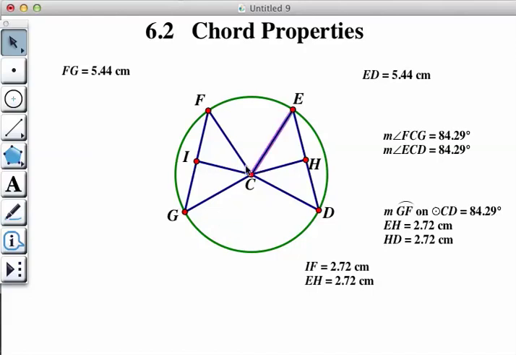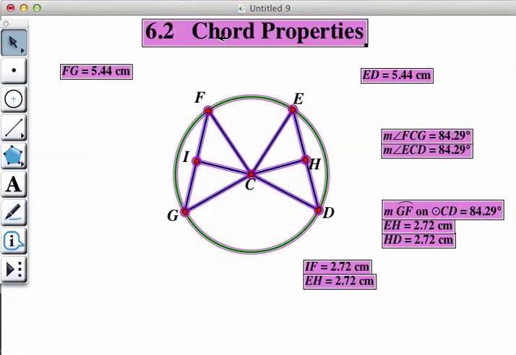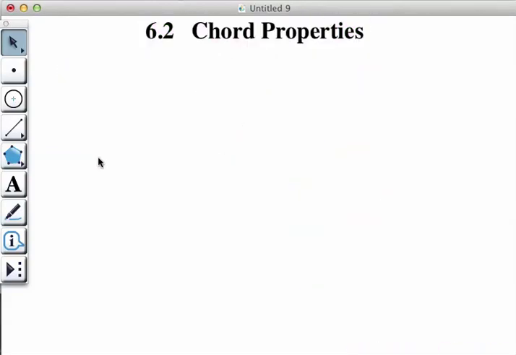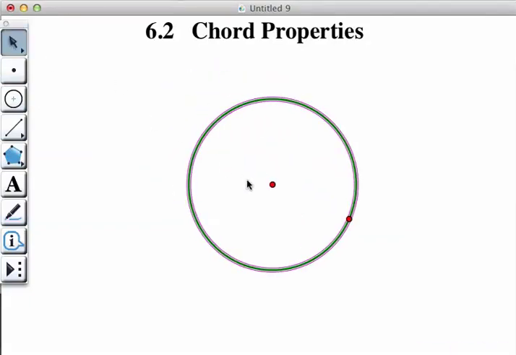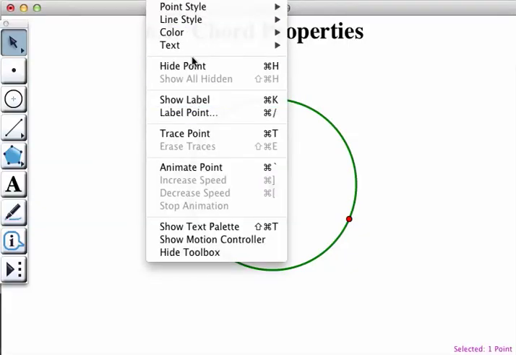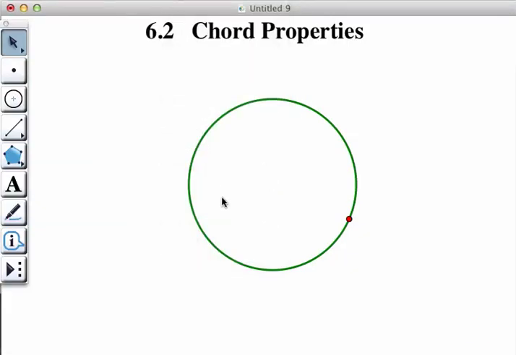All right, so now let's review really quick. If I have congruent chords, they define congruent central angles, and they intercept congruent arcs. And if I have a perpendicular line from the center to a chord, it bisects the chord. Well, let's say for a minute that I have a circle. But when I'm looking at this circle, I don't have a clue where the center is. How can I find it?